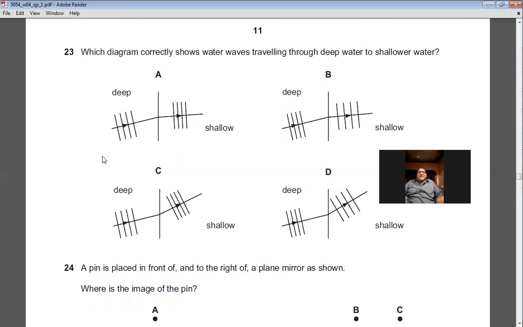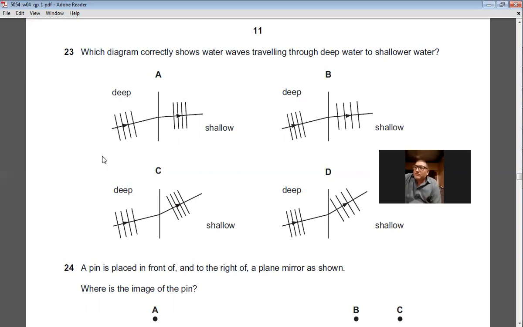Why? The wavefronts have become far away from each other when the wave enters the shallow water. When the water wave enters the shallow water, the speed will decrease, the wavelength will decrease, and the wavefronts should come close to each other. So B and D are wrong. They are out.